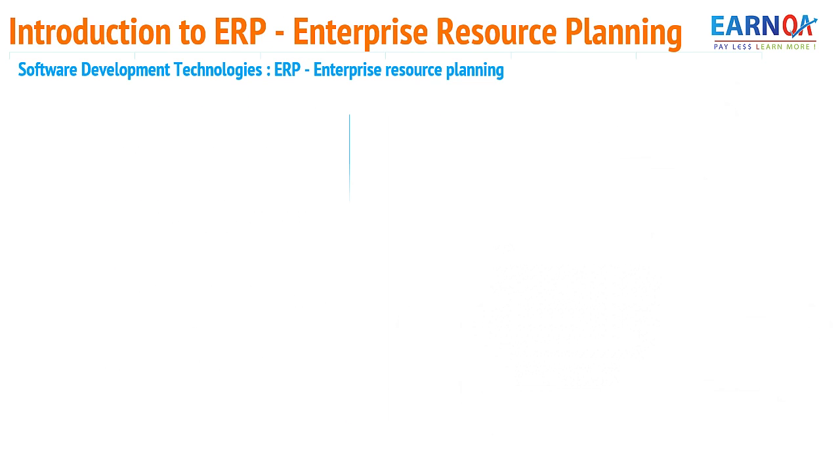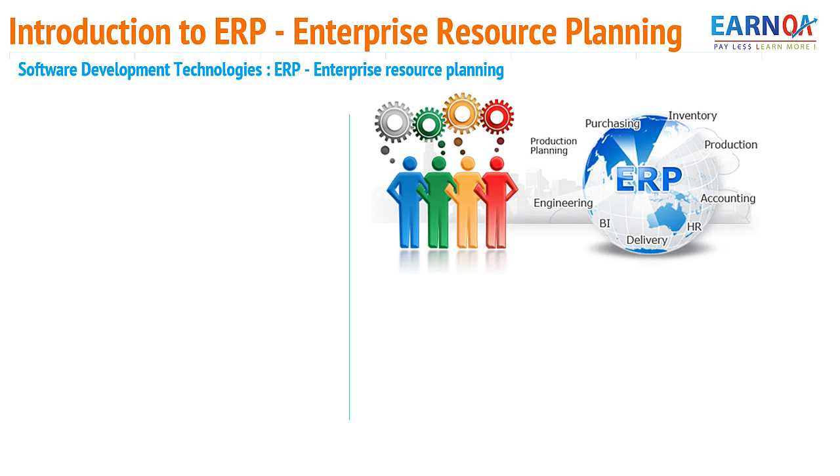And then we would talk about another technology called ERP. So what is ERP? ERP is all about enterprise resource planning. What is this enterprise resource planning? It means that at the organization level, to maintain the inventory, the production systems, the accounting, the HR departments, the delivery, business intelligence, engineering, production planning, purchasing, there should be one particular system to track and help you with all this stuff. And there comes one of the technologies called ERP.